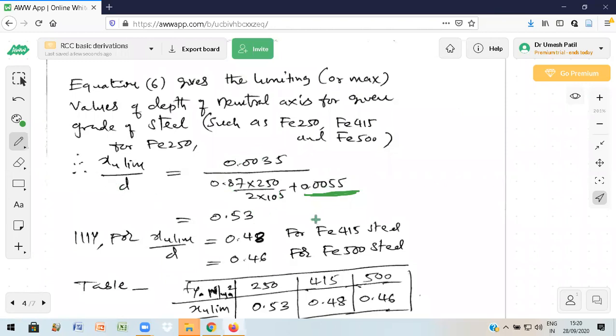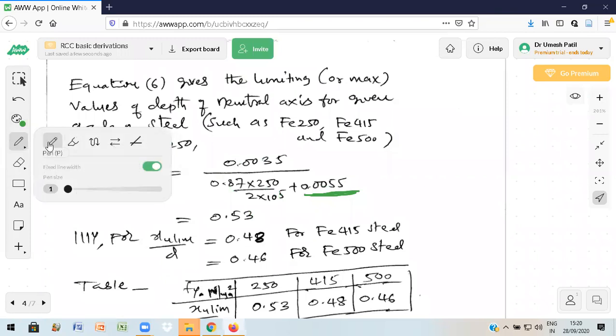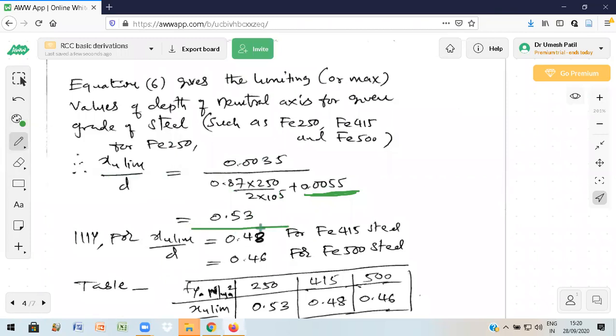A very important conclusion we have reached here. Observe this. The conclusion is 0.53. What is it exactly? Xu limit by d is equal to 0.53 if this steel is used. If I use mild steel rods, which is Fe250, xu limit by d will be 0.53.